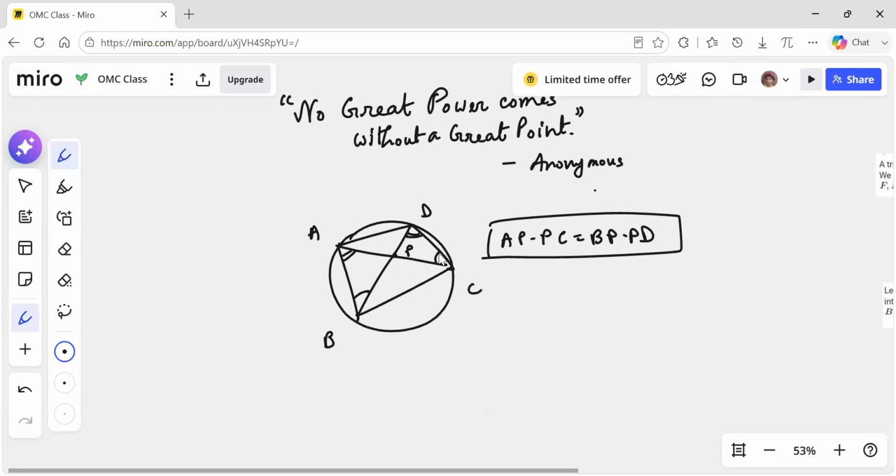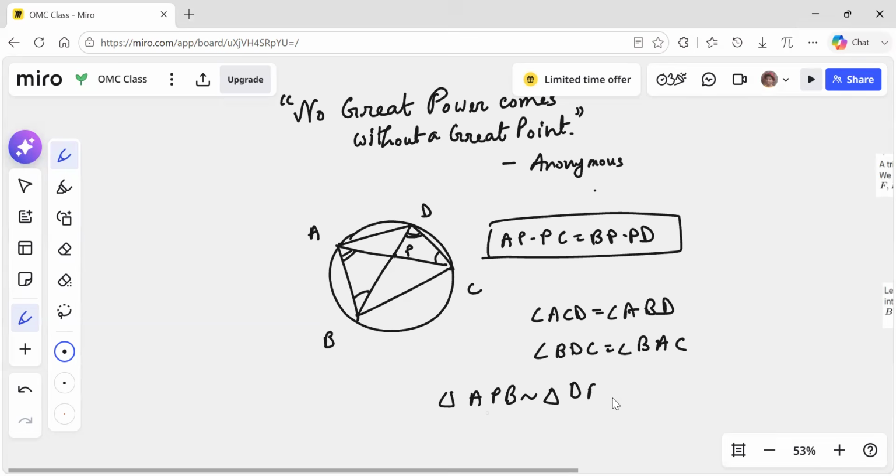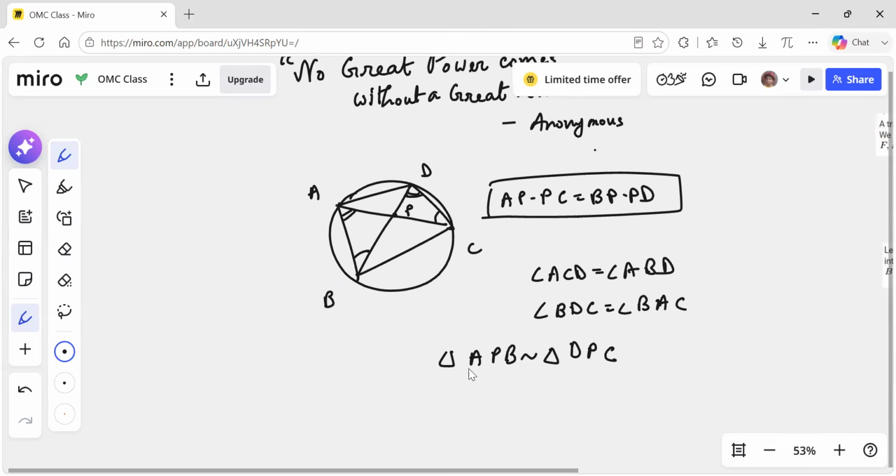Can you see why angle ACD is equal to angle ABD and angle BDC is equal to angle BAC? These hold because of the cyclic conditions. So from there, triangle APB is similar to triangle DPC. And so from here, I can get AP by DP is basically PB by PC. Writing it down and cross multiplying, I'll get this result.